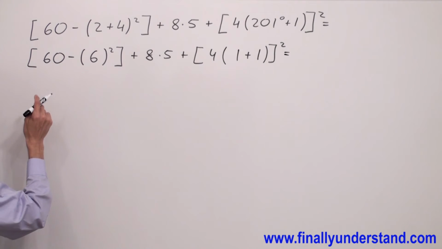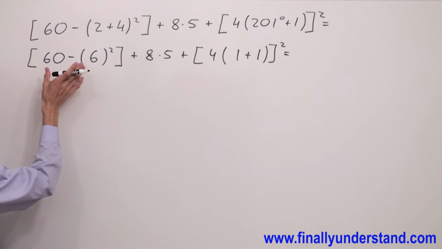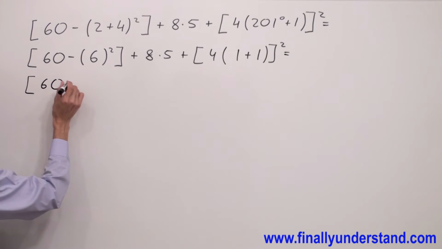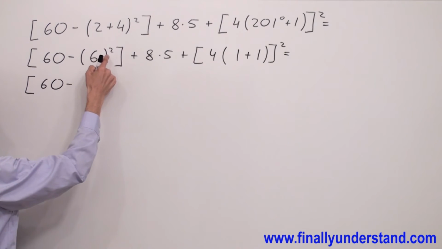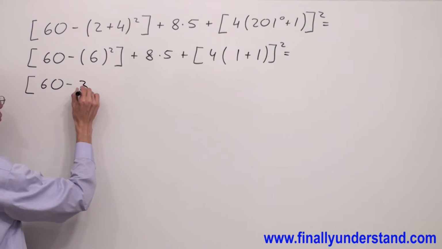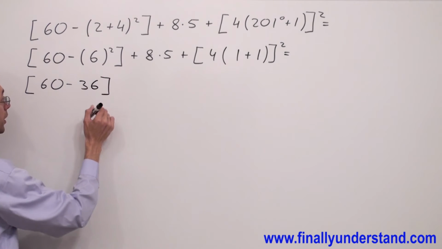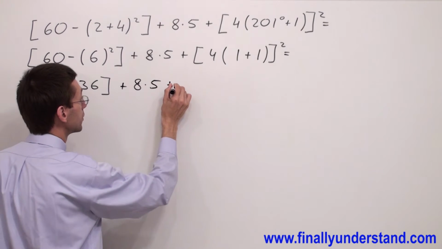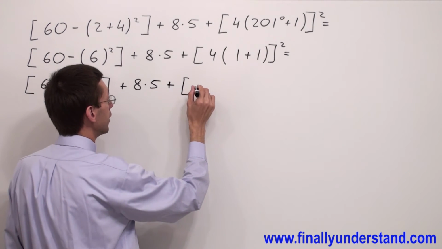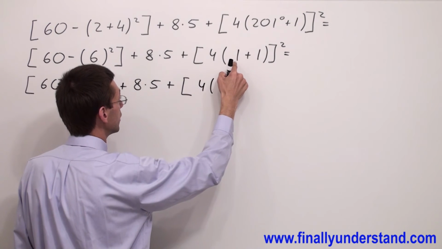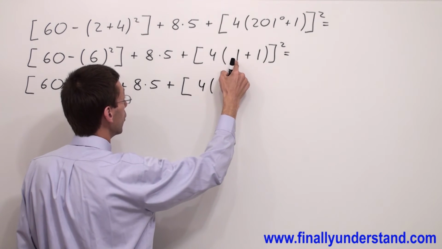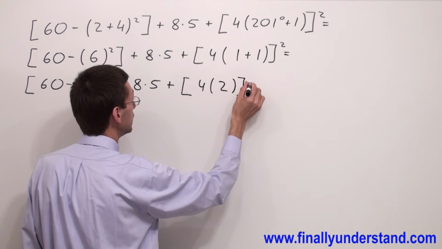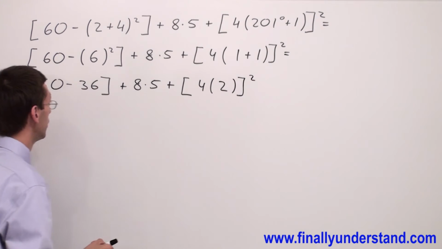Next, we're going to continue doing the operations inside of the brackets. So I have 60 minus 6 to the second power, which is equal to 36. Close the bracket, plus 8 times 5, plus 4, inside of the parentheses I have addition, I have 1 plus 1 is equal to 2, and everything is raised to the second power.